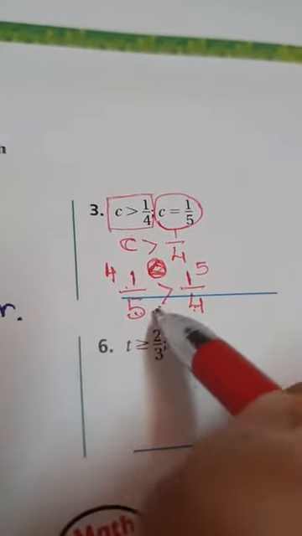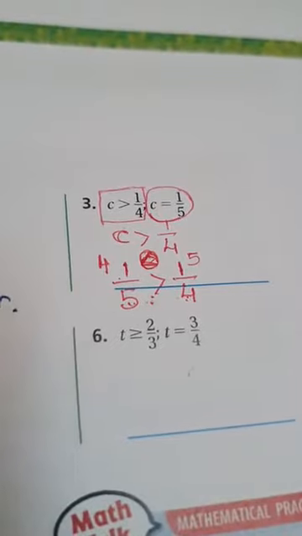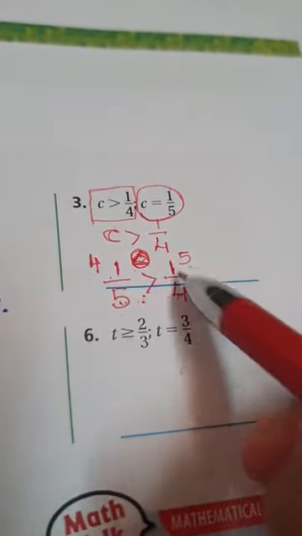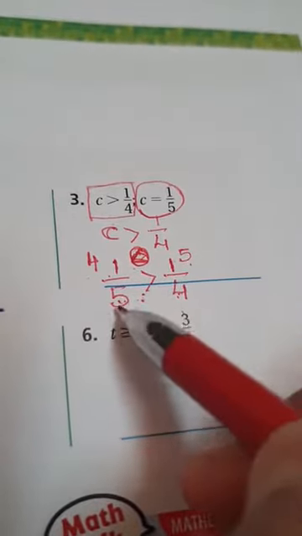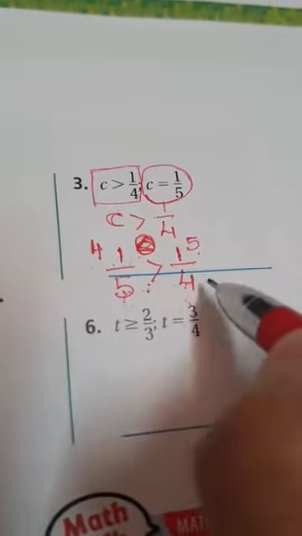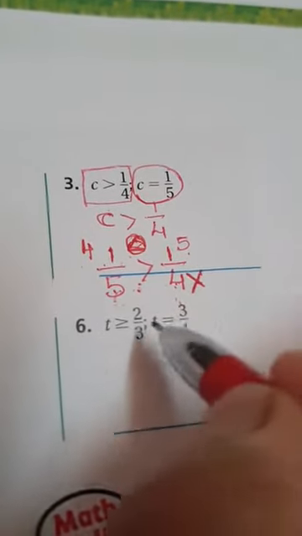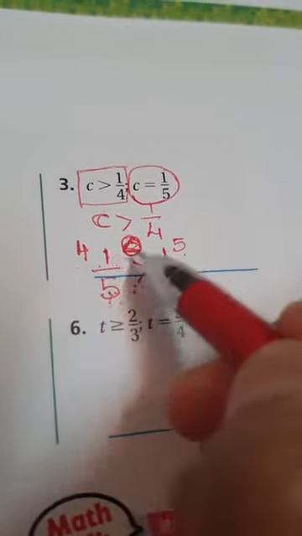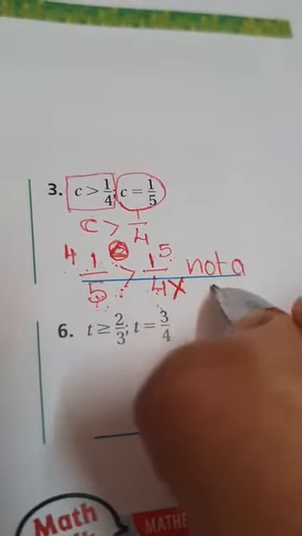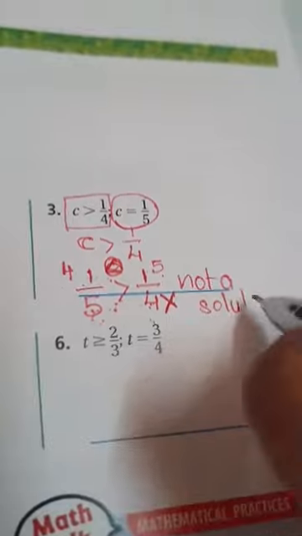So is this correct, the one given in the question? We found out that 1 over 5 is less than 1 over 4, right? But the question given is 1 over 5 is greater than 1 over 4. So is this correct? Of course it's wrong, because 1 over 5 is less than 1 over 4. So you need to write not a solution.